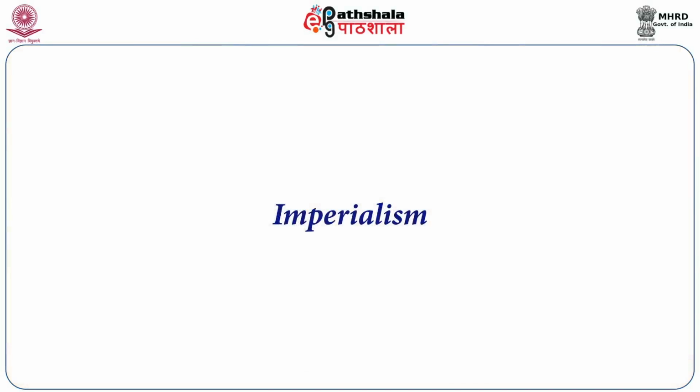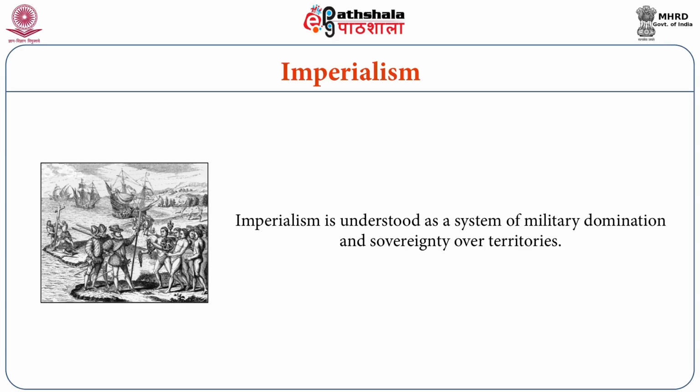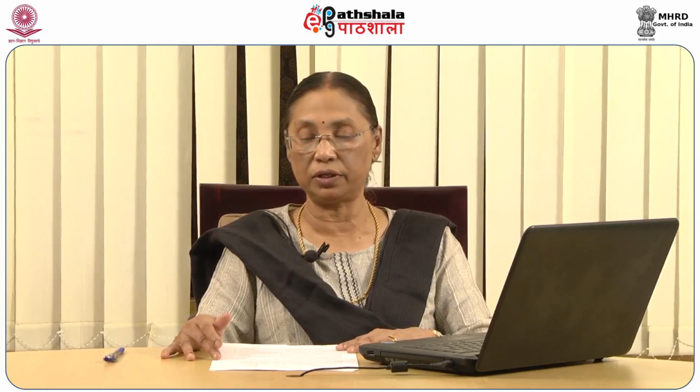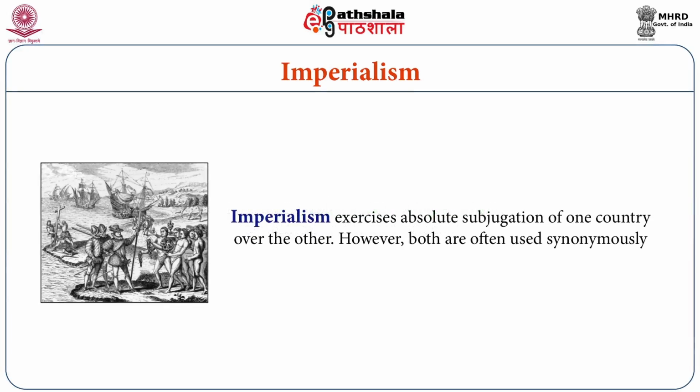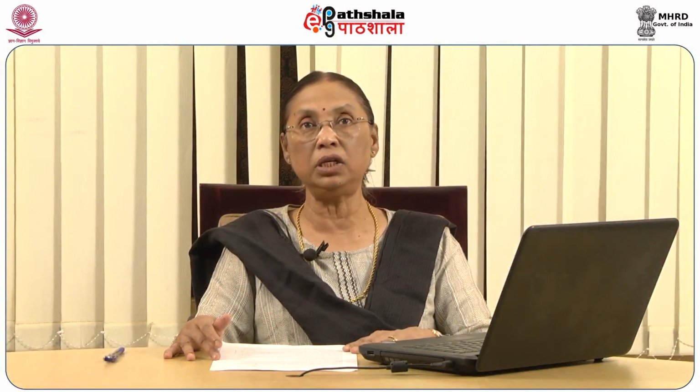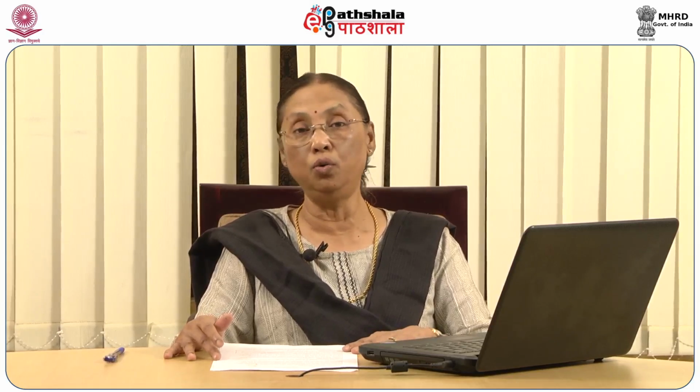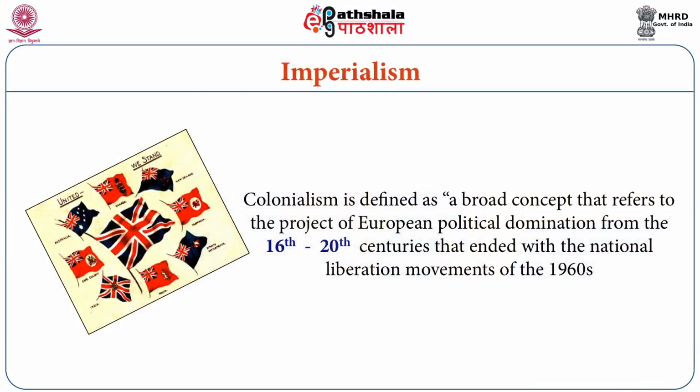Now, related to imperialism. Imperialism is understood as a system of military domination of one country over another and trying to establish sovereignty over those territories. Both the terms, colonialism and imperialism, are political and power oriented. But imperialism exercises absolute control and tries to subjugate the people of the territories. There are actually tendencies of exploitation of those territories, which is inbuilt in the concept of imperialism. Imperialism actually means ruling over the people of another territory by a foreign power.